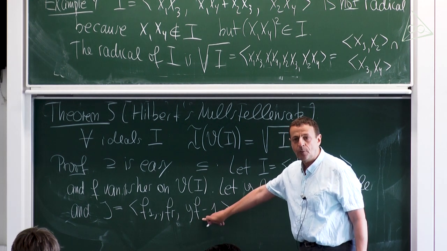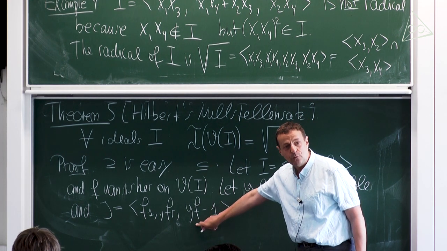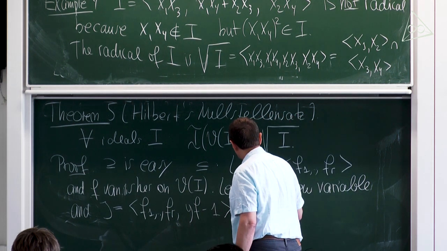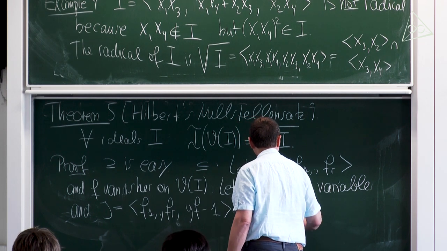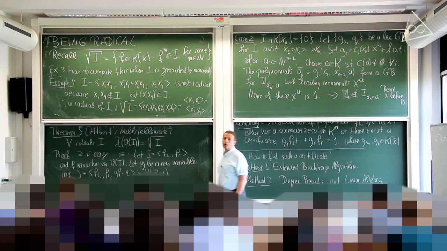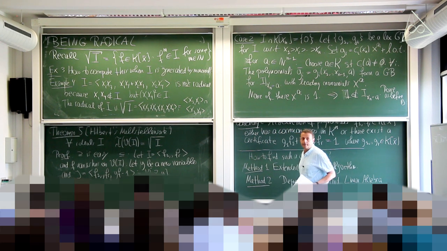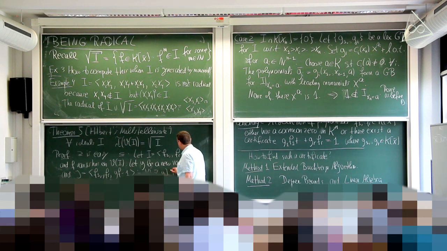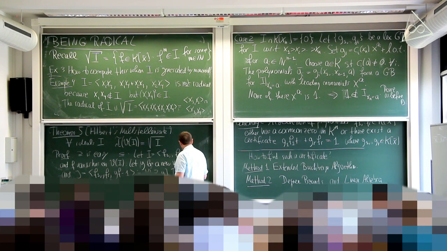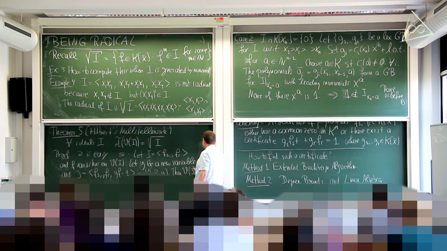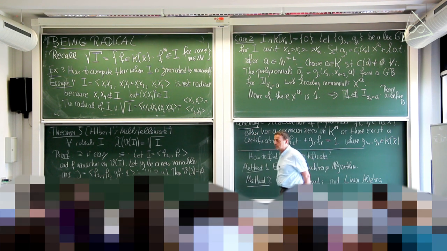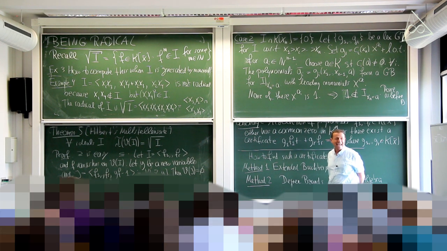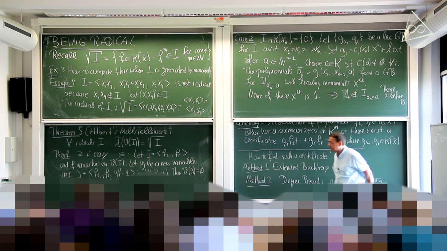So f is a polynomial in the x's. I multiply it by the new variable y and subtract 1. So this takes place in the larger polynomial ring in n plus 1 variables, x1 up to xn and y. Okay, so that's the ideal J. Now I claim that the variety of J is the empty set, right? So in n plus one dimensional space, I've created a system of r plus one polynomials in n plus one unknowns that doesn't have a solution.